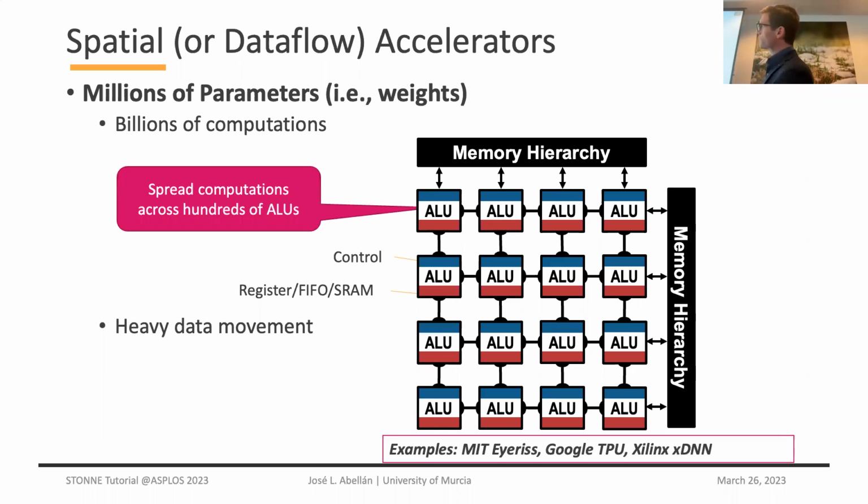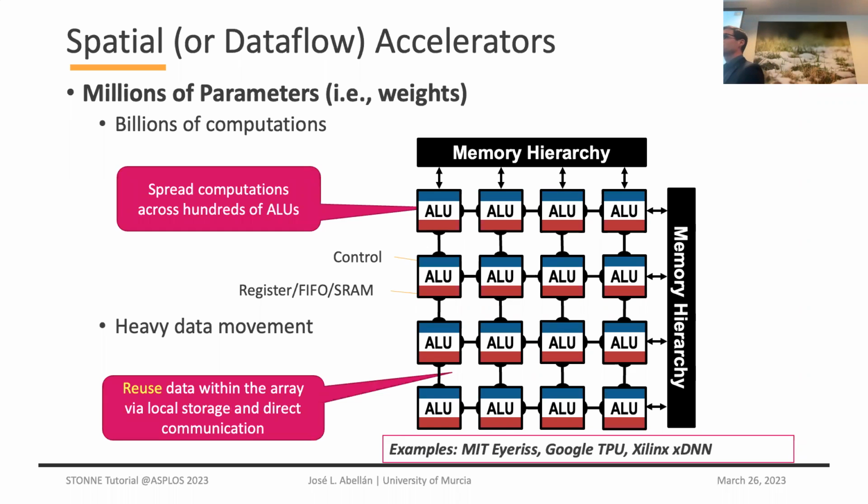So in order to solve the problem, we need billions of computations. The idea is that we are going to spread the computation across all these hundreds of processing elements. And for the heavy data movement, how are we going to handle that? To tackle that, if we reuse data that is temporarily stored in the processing elements' local storage, and if in these systolic arrays we are able to fetch data from neighboring processing elements, we are going to save a lot of accesses to DRAM, the off-chip memory that is very costly.